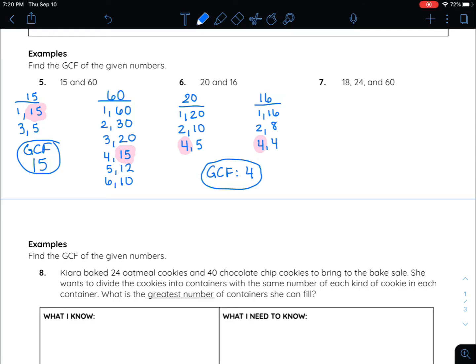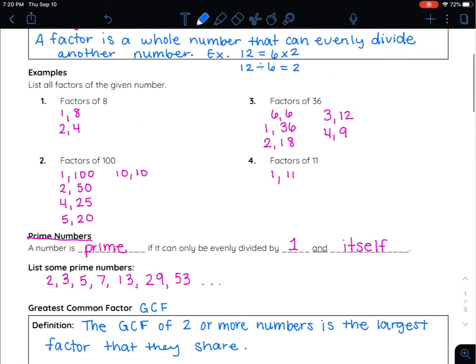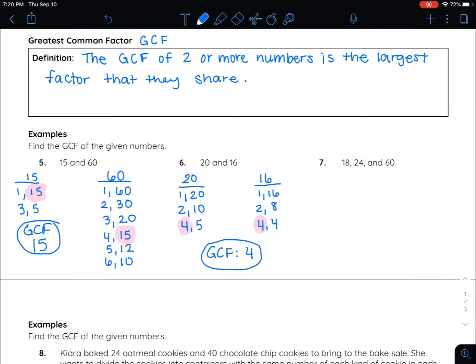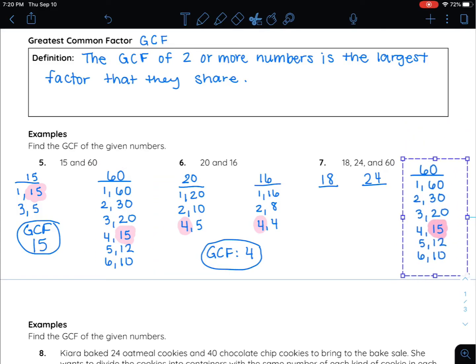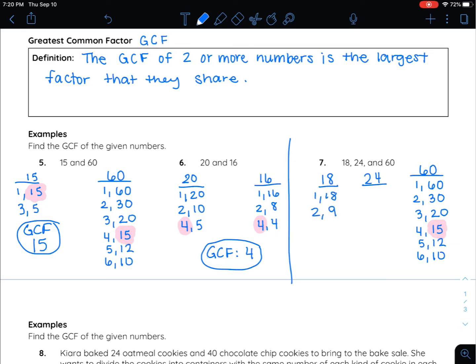Last one. 18, 24, and 60. If you're really paying attention, we already did the factors of 60 over here. So I'm not going to rewrite them. I'm actually just going to copy these and just paste them here so we don't have to do it. Technology, right? All right, so 18. That's going to be 1 and 18, 2 and 9, 3 and 6, 4 doesn't work, 5 doesn't work. We already said 6. Okay, let's try 24. 1 and 24, it's even, so 2 and 12, 3 and 8, 4 and 6, and then 5 doesn't work, and we already said 6, so that means we're done.